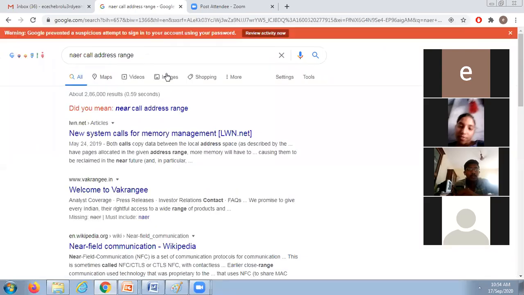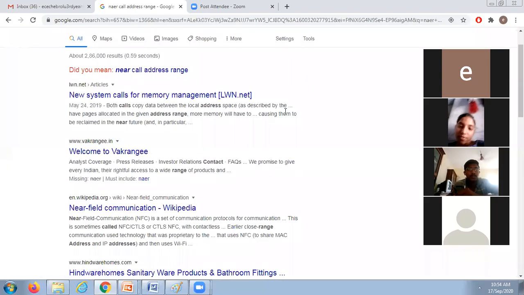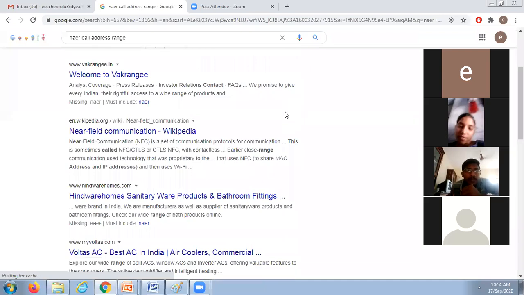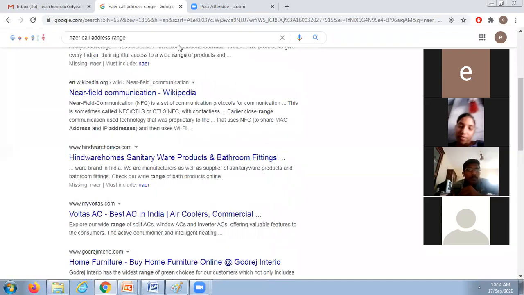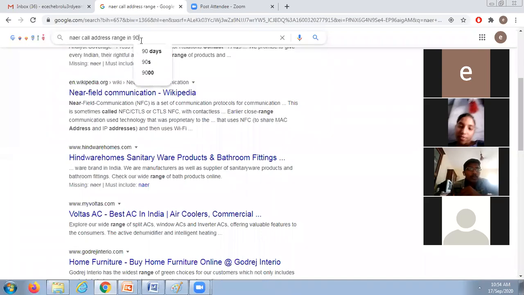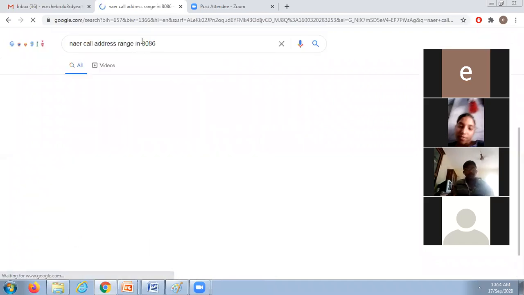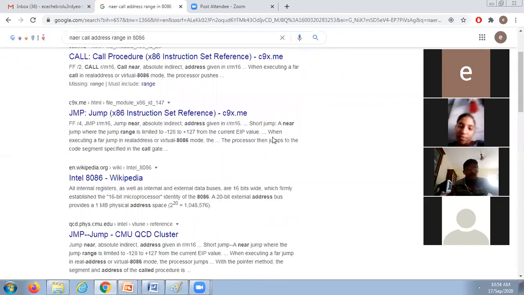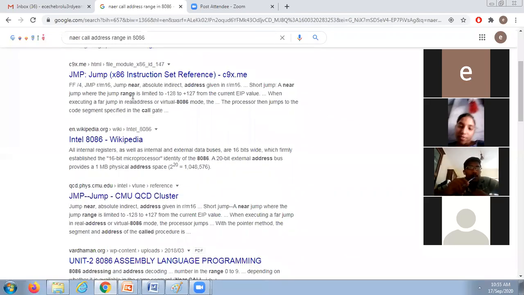Near call address range. I think it will be sections. Yes, this is here. See this, a near jump where the jump range is limited to -128 to +128. So total 256, not 64.